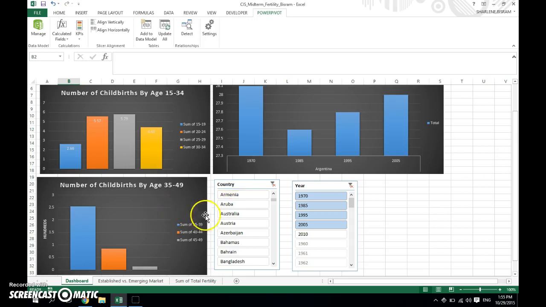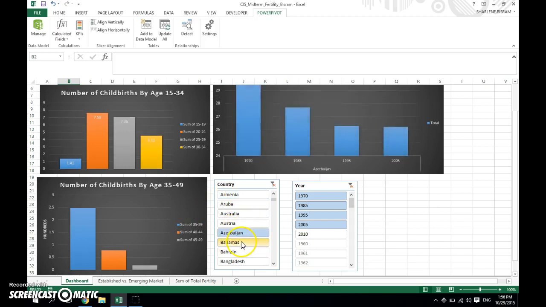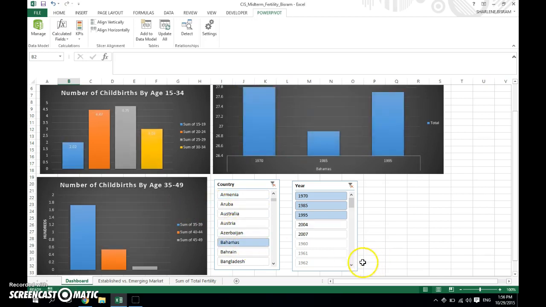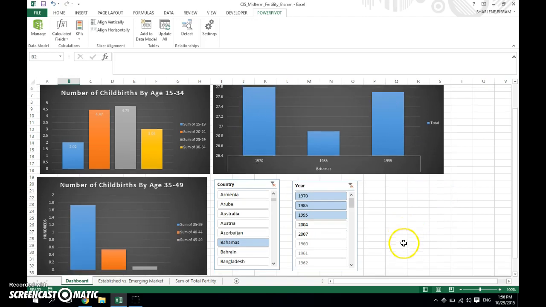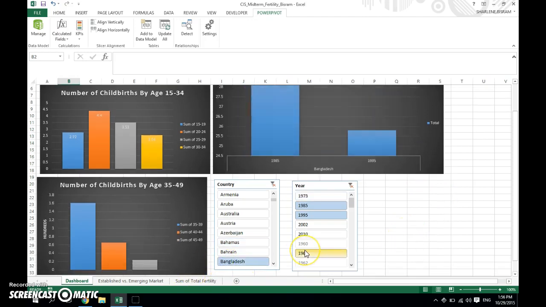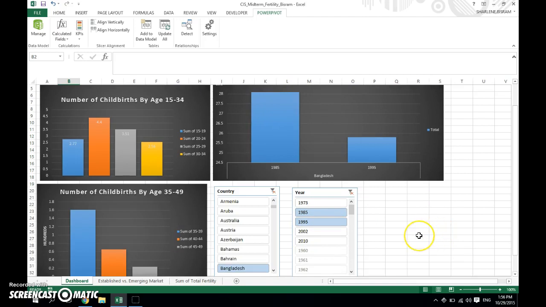So this can actually be used to play around with, so you can change the different countries. And as we can see, if we go through this, it's very similar. If you look at the Bahamas, the age range average is 28. If you look at Bangladesh, the age range is actually a little bit lower, which is quite interesting. So this is how we can use this to really understand the data.